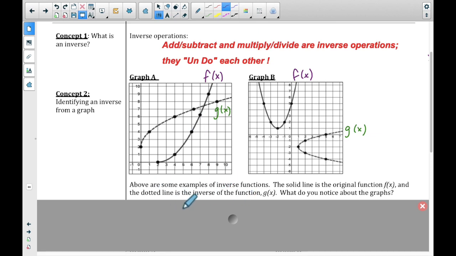So let's see what this sentence says. Above are some examples of inverses. It says inverse functions. That might be poorly worded. I got a little sloppy on that. We'll talk about that in just a second. The solid line is the original function, f of x, and the dotted line is the inverse of the function, and we will call that g of x. What do you notice about the graphs? I want you to stop the video here and write down at least one thing you notice about the graphs.